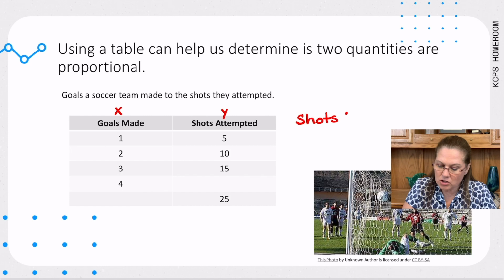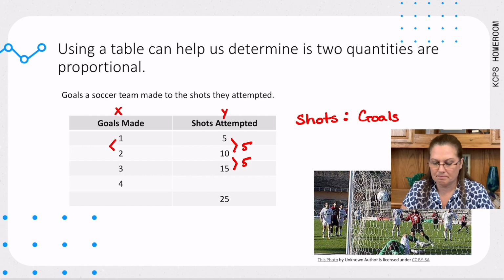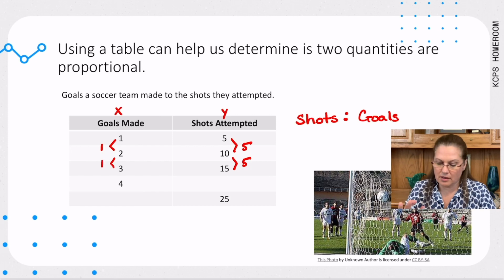Our change in y from 5 to 10 is a change of 5. 10 to 15 is also a change of 5. On the goals, 1 to 2 is a change of 1. From 2 to 3 is a change of 1. So I'm pretty confident with our first 3 rows that our constant ratio is going to be 5 to 1. For every 5 attempts, we make 1 goal.